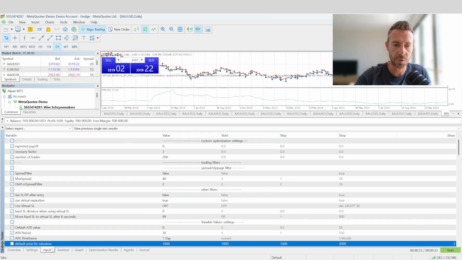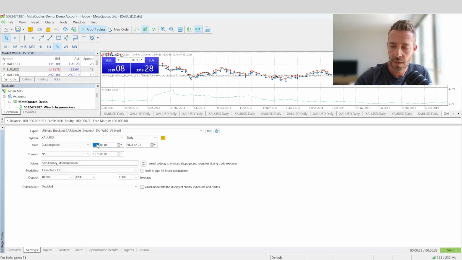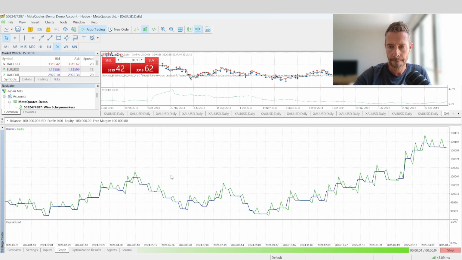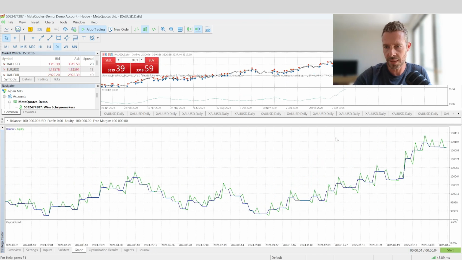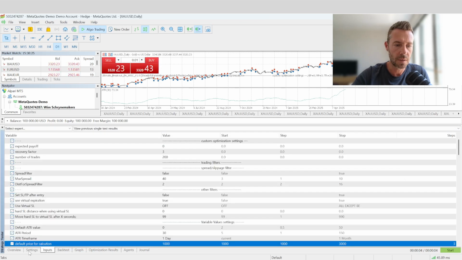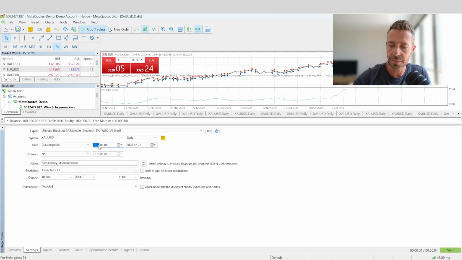Now let's do an out of sample test. 2024 to 2025. So this is completely out of sample. All right, not so many trades from what I can see, but it's still profitable. Not making me very excited yet. Let's see the out of sample testing in the early period, which means 2004 till 2012.